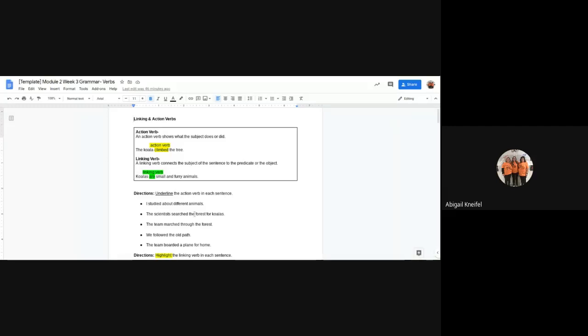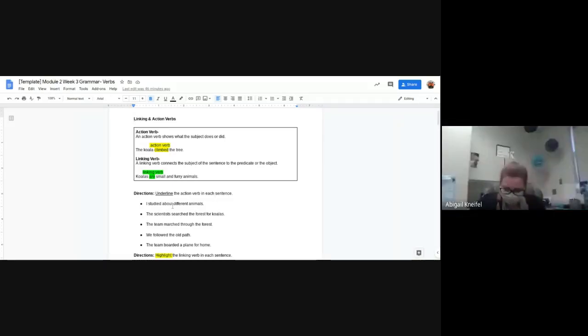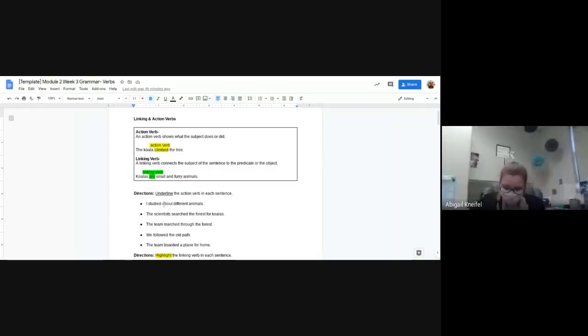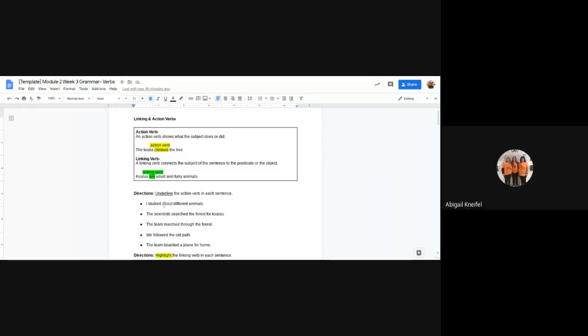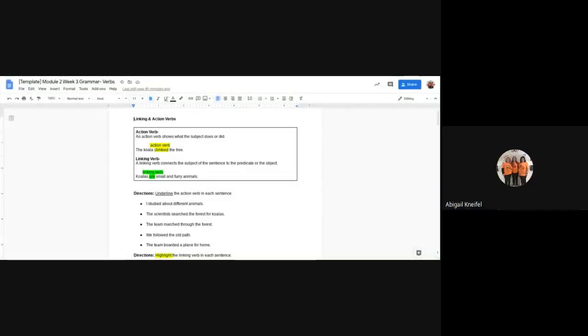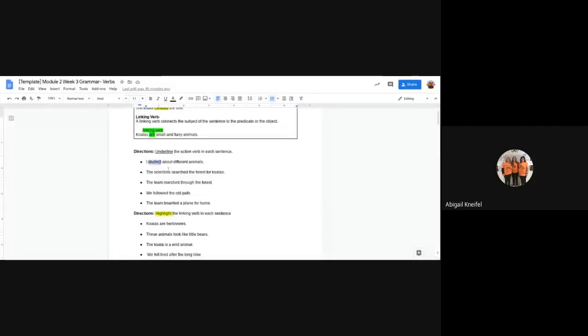I studied about different animals. What is my action verb in number 1? Someone raise their hand and tell me. Brichelle? Studied. It's studied, correct. So you would highlight studied. Of course, my computer is going to go slow and not do it for me. Anyways, you would highlight studied, and then you would underline it. Underline is the U with the underline, literally. Understand what you're supposed to do.